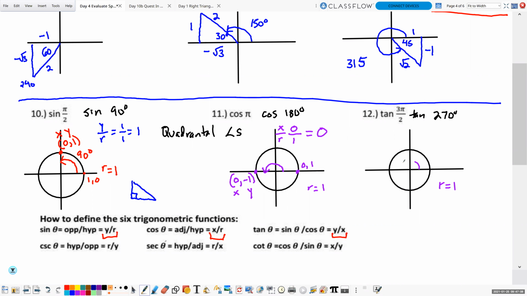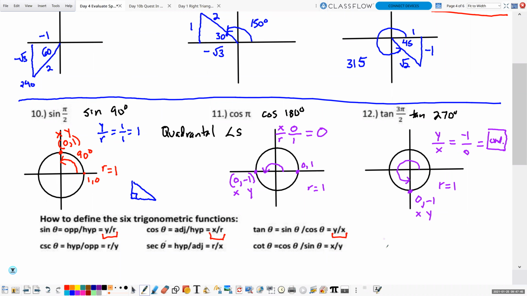270 is right there. And the point down here at the end of my terminal ray that I'm going to use is 0, negative 1, x, y. So tangent is y over x. What happens when I do y over x? I'm going to get undefined. I can't divide by 0.